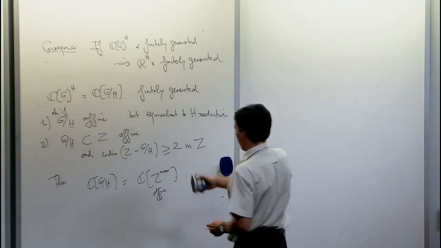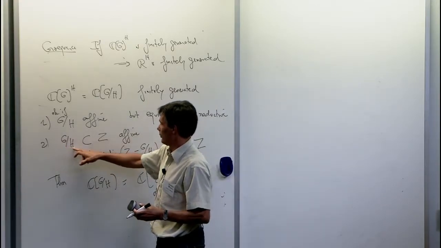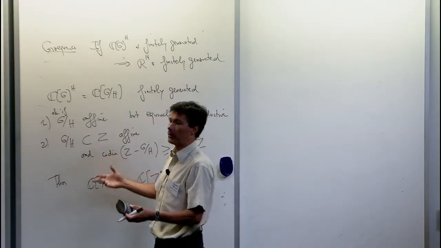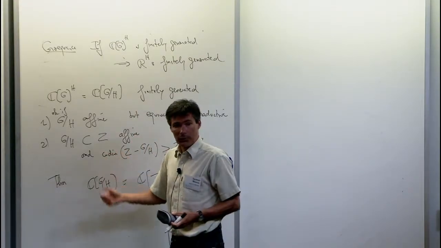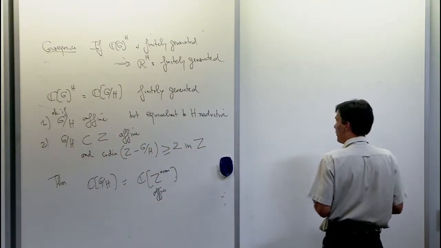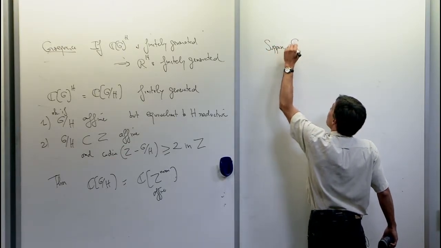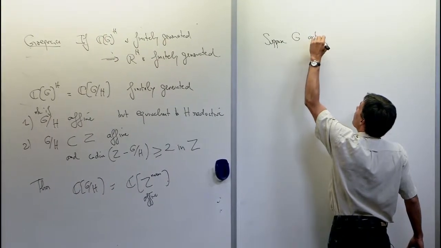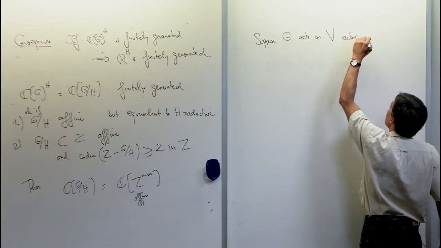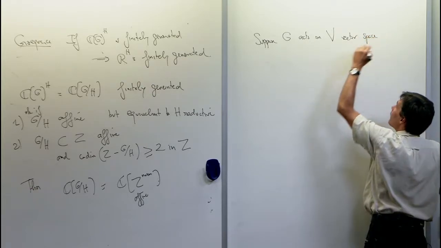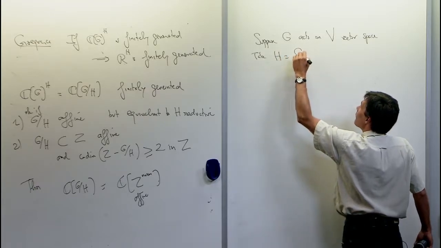So when do we have this situation where G/H is contained in an affine Z? You could think it's a bit of an artificial hypothesis, but suppose G acts on a vector space V, because you have a linear action, and you can take any stabilizer.